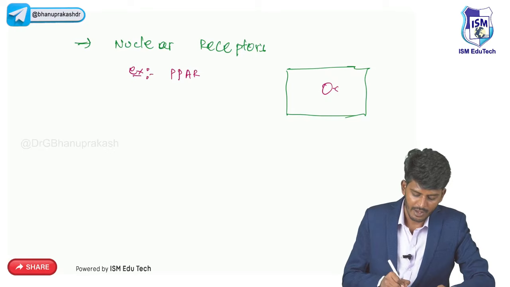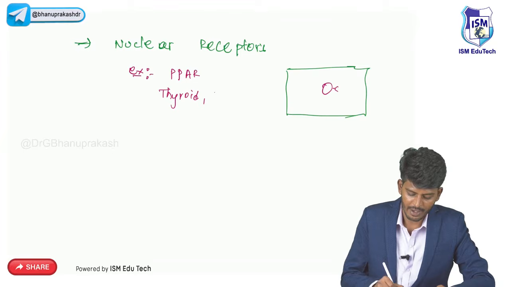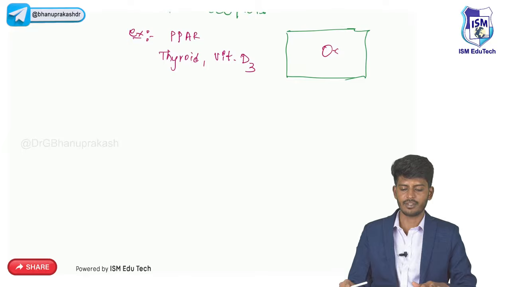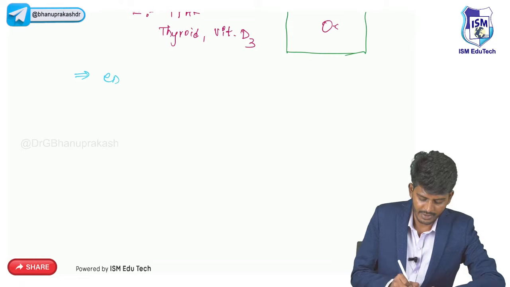Then we have the thyroid hormone receptor. Then we have vitamin D3, your vitamin D3 receptor. All of them are nuclear receptors. Now, apart from that, there is one more type of receptor. Those receptors are called enzymatic receptors.